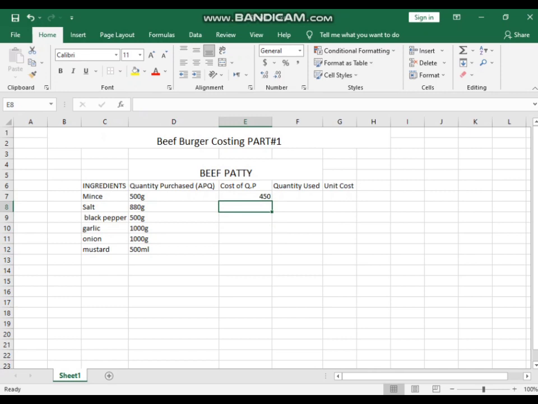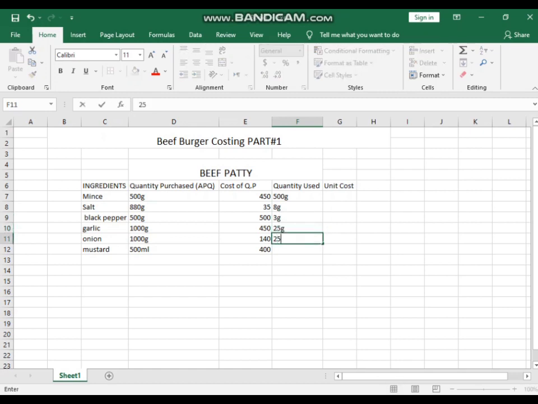Now let's start with the beef patty. First let's talk about the ingredients we have: ground or minced beef, seasoning, garlic, onion and mustard. Now we will break down the cost for each of our ingredients. In this video I will use the Pakistani rupee as the currency, but you can use this method in dollars, pounds, euros, or any currency you want.